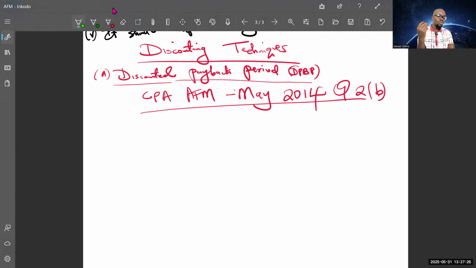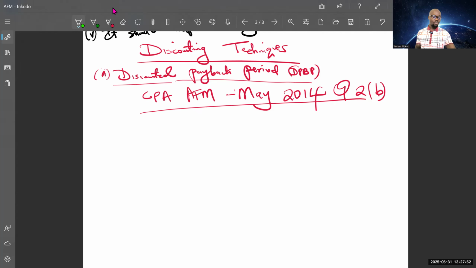Let us ask ourselves, do we understand payback period? Yes, we do. I've just explained. Payback period is the time or the period it takes you as an investor to recover the amount you invested in that particular project. But now we are going to discount our cash flows first before we do our evaluation, to check at what period we are going to recover our money.